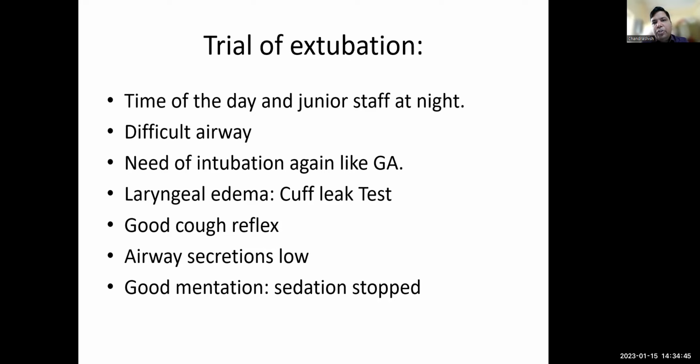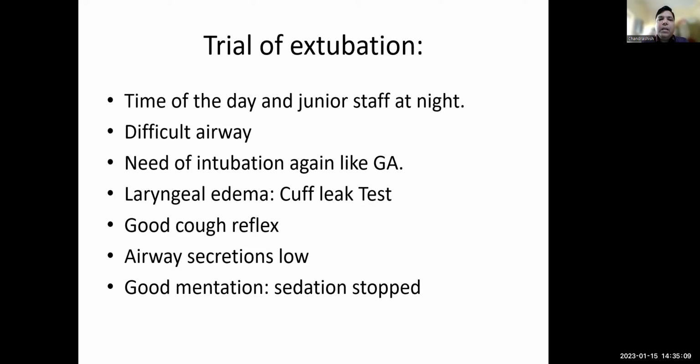Now, before you give a trial of extubation, what are the things you need to consider? So now that you have seen that the patient is ready to get weaned off, you have done the weaning trial, and your blood gas and everything is fine on either the TPs, or what we call a spontaneous breathing trial, or a low pressure support trial. So before you take somebody off the ventilator, what are the things that you need to consider?